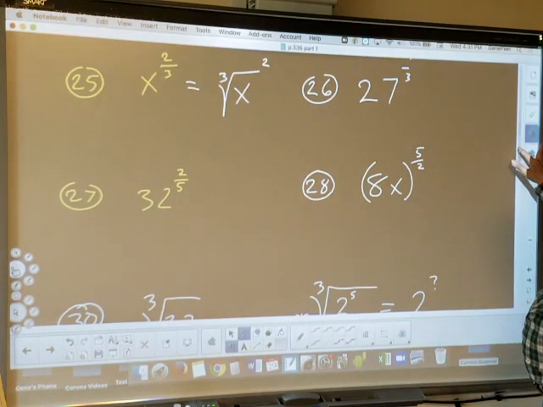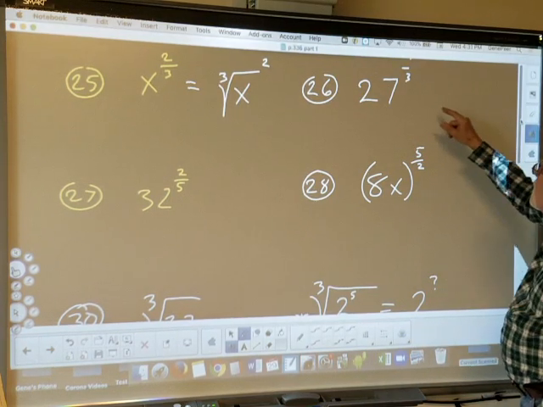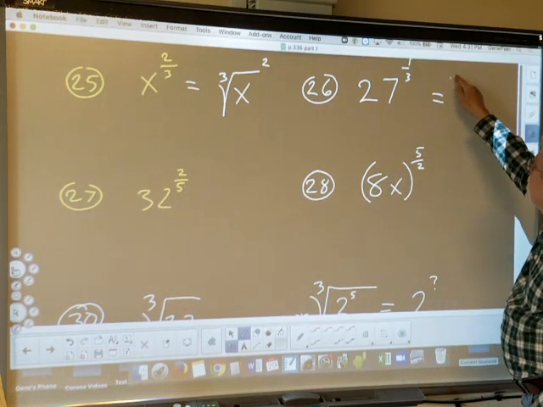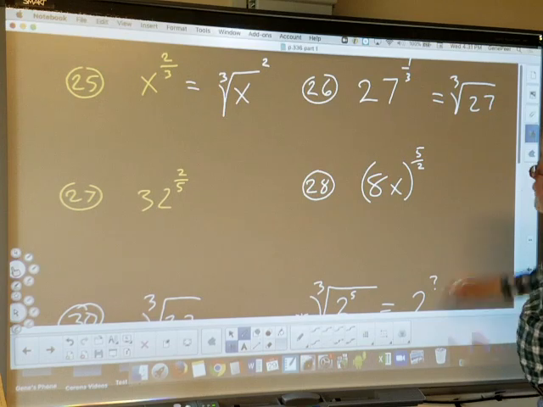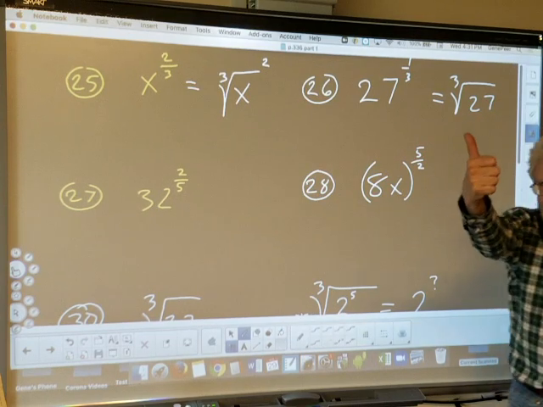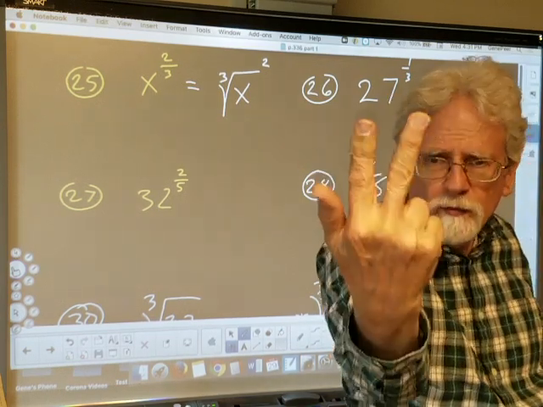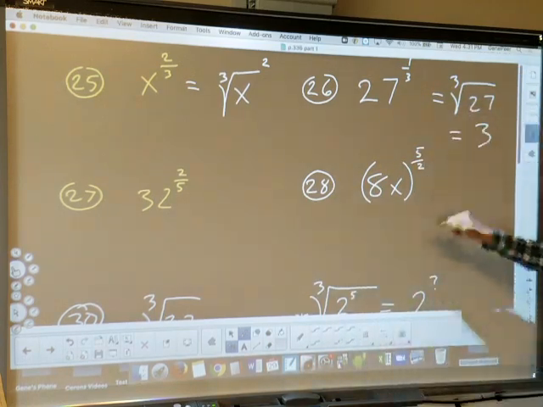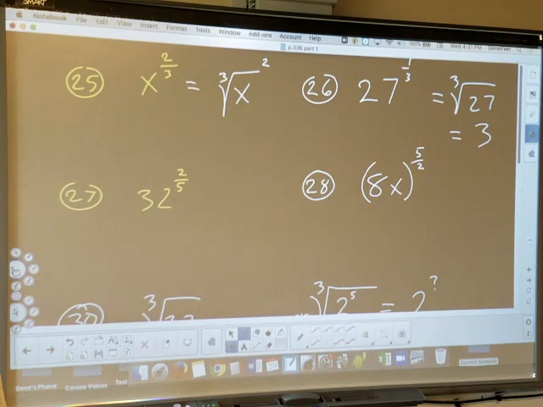What does 27 to the 1/3 mean? That's a 1 up there. 27 to the 1/3 means the cubed root of 27. But we know the cubed root of 27. 3 times 3 times 3 is 27. So this just equals 3. Done.